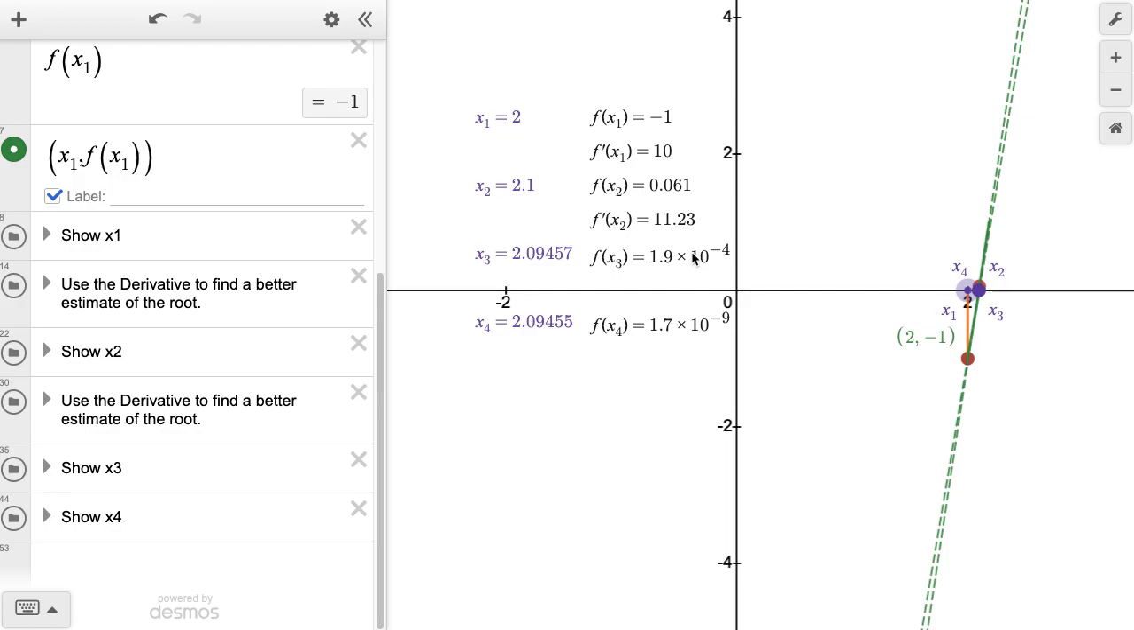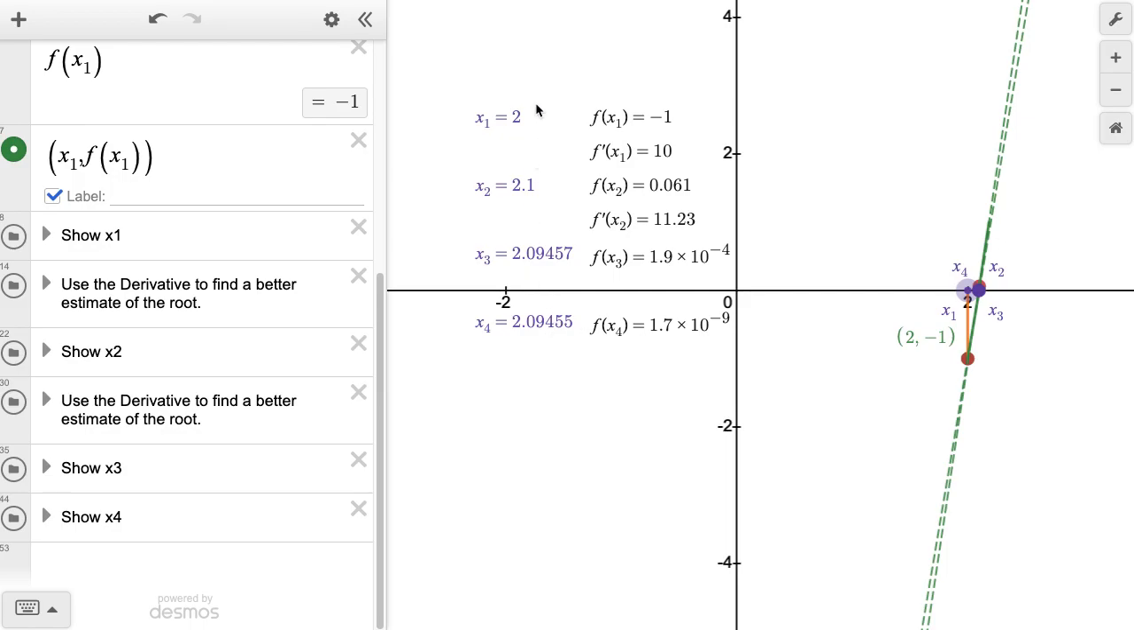And then I use the derivative at x3 to find another linear function, find the 0 of that linear function. That gives me an x4. And f of x4 has 8 zeros after the decimal point, right? It's times 10 to the minus 9. So you can see x4 now is actually a very good estimate.